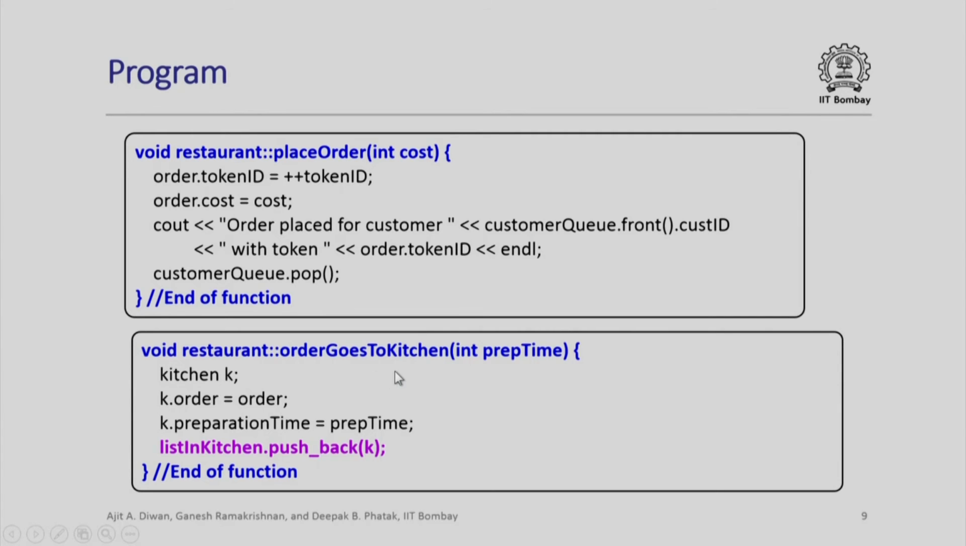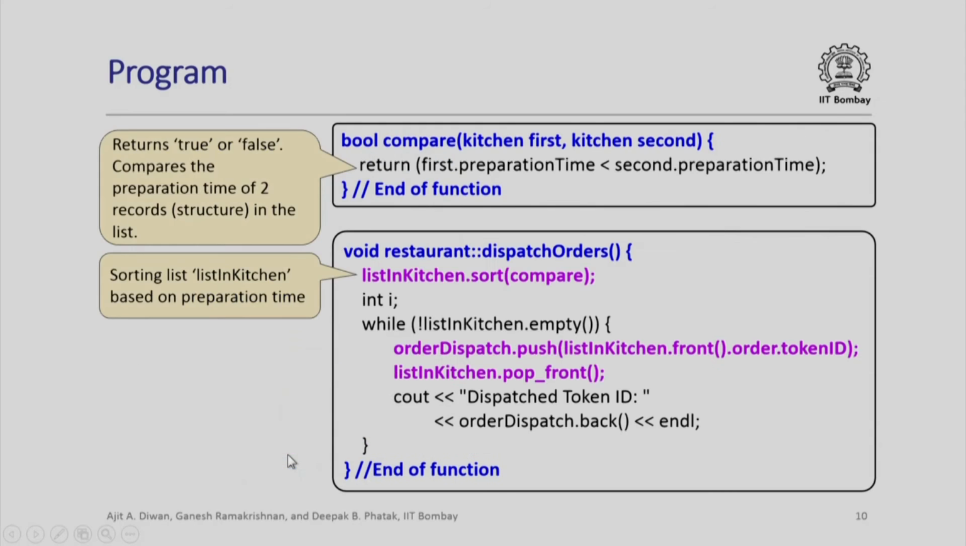Now, in order goes to kitchen, what we are doing is, we set k dot order to order, we set k dot preparation time to prep time. Now, we push back this k into the list in kitchen. So, this is the difference, because now we are dealing with a list and not with an array. Here is an important thing, earlier also we wanted to sort the array on the preparation time or dispatch time. Instead, now we have a list.